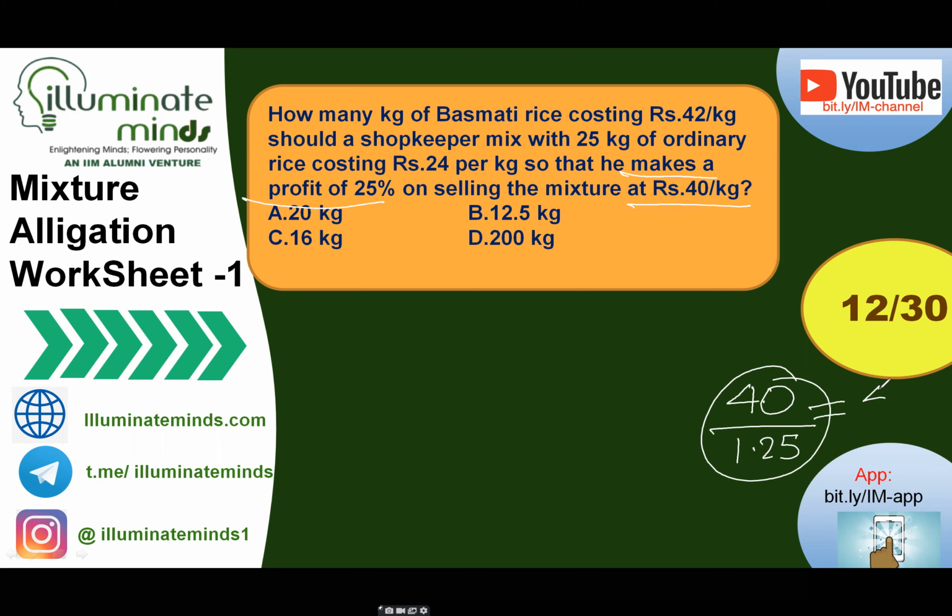This time I'm going in the reverse way. 1.25 is 5 by 4. 5 by 4 is 160. 160 by 5, 160 by 5 is equal to 32.